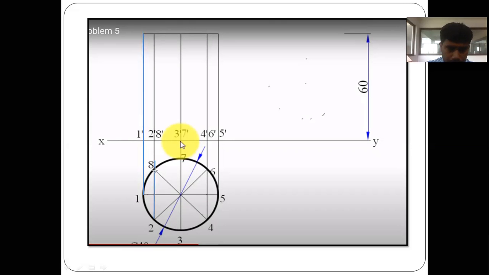Here two generators are there, 2 and 8. Here it is 3 and 7. Next 4 and 6. Here it is 5. I name them here 1 dash, 2 dash and 8 dash, 3 dash and 7 dash, 4 dash and 6 dash, and 5 dash. You have to join all of these. The very first job given is the 60 mm height.